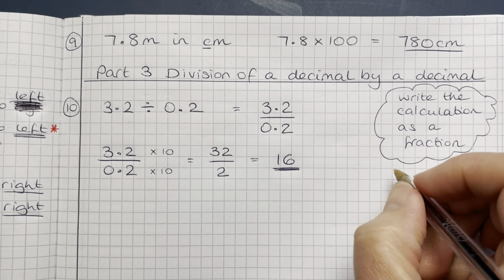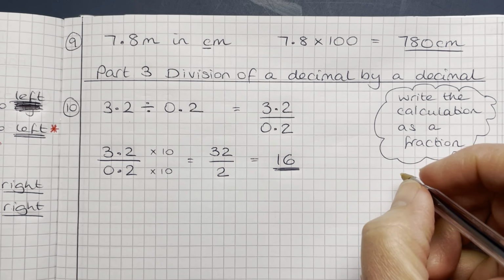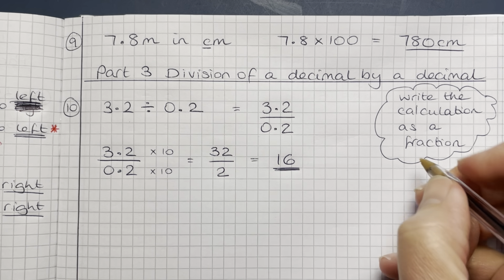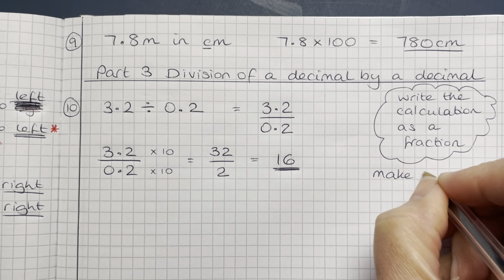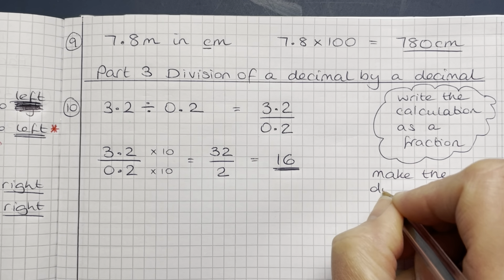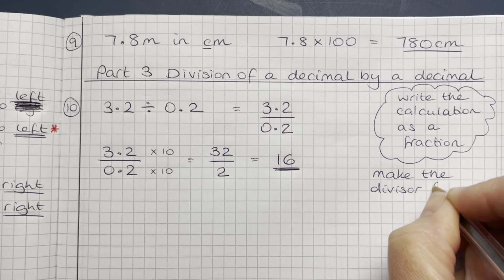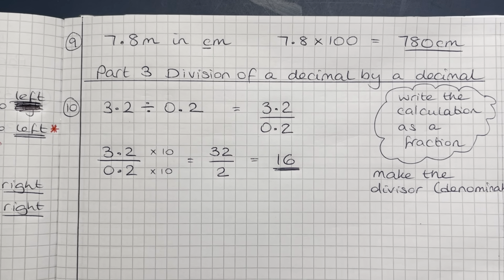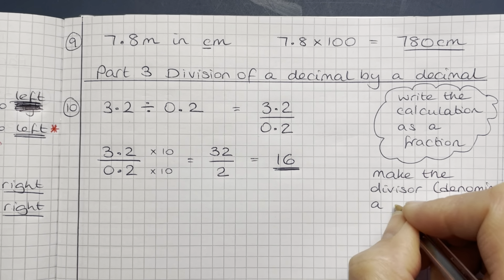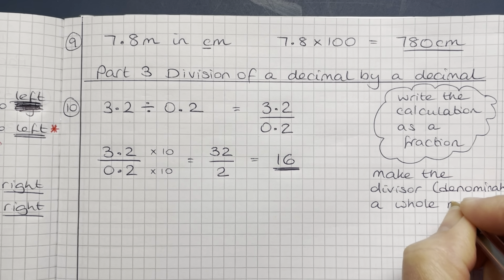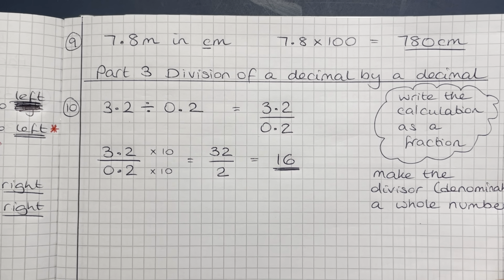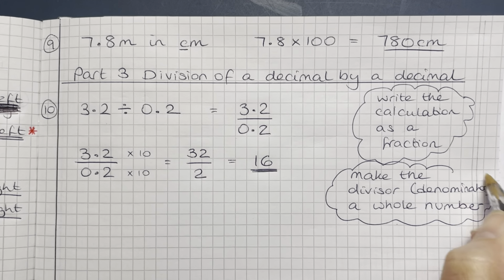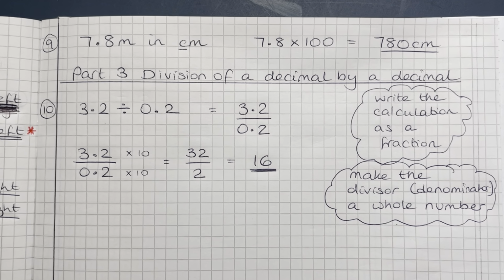Okay, so let's make a learning bubble there as well. So once we've written the calculation as a fraction, we need to make the divisor, the denominator, because we've written it as a fraction, a whole number. So we're making the divisor, the denominator, a whole number.